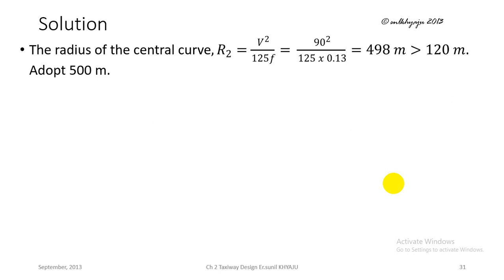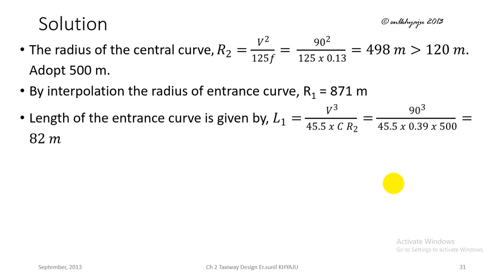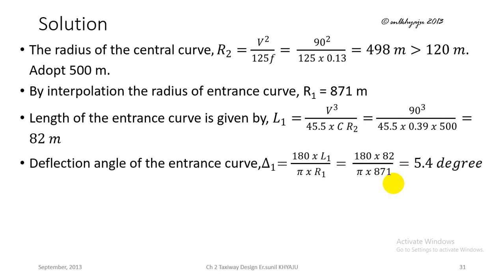Solution. The radius of central curve R2 is taken from V square by 125f and is calculated as 498 meters, and for subsonic the minimum radius is 120 meters. Therefore, the radius of central curve is taken as 500 meter. By interpolation, the radius of entrance curve R1 is taken as 871 meter. The length of entrance curve is given by L1 equals V cube divided by 45.5 C R2 and is calculated as 82 meter.